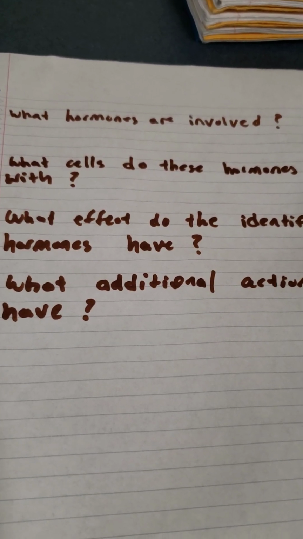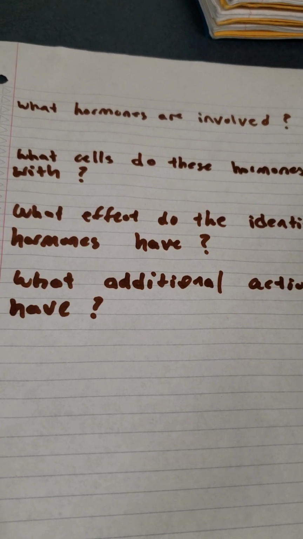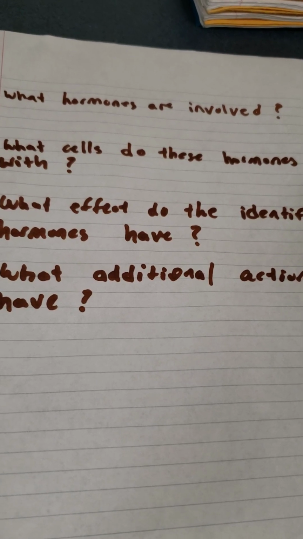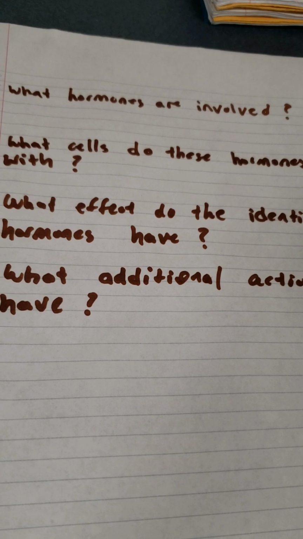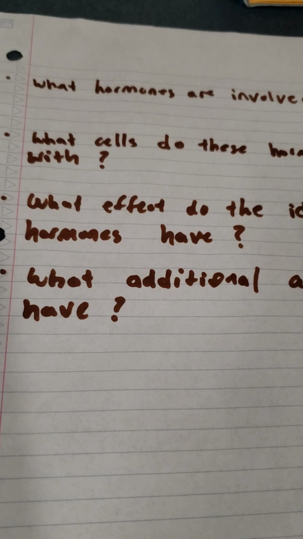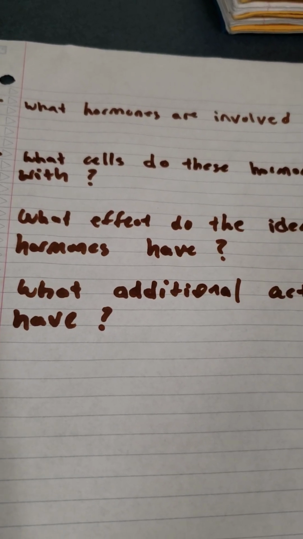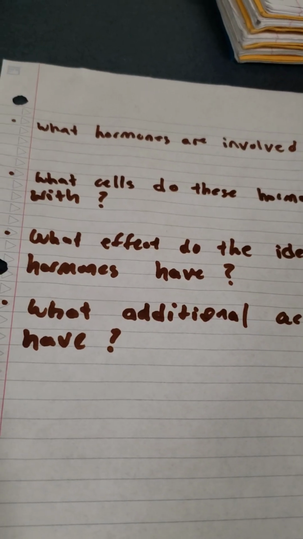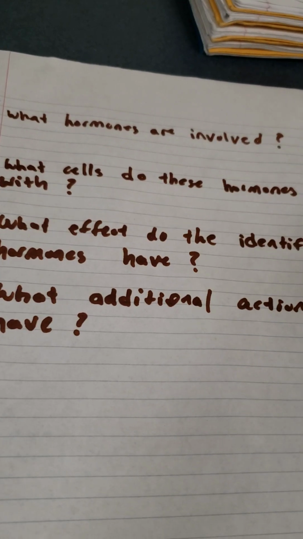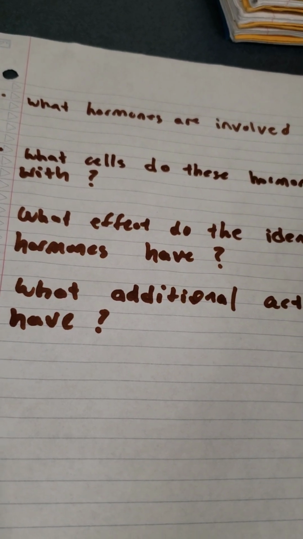But today we're going to be going over how the endocrine system hormones influence the development of the reproductive cycle. Mainly, there are four questions that we will go over. The questions will be: what hormones are involved, what cells do these hormones interact with, what effect do the identified hormones have, and what additional actions do the hormones have besides reproduction.